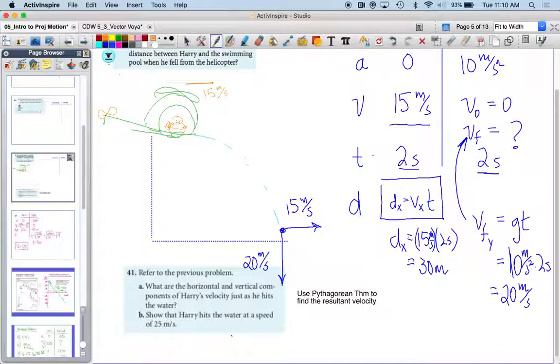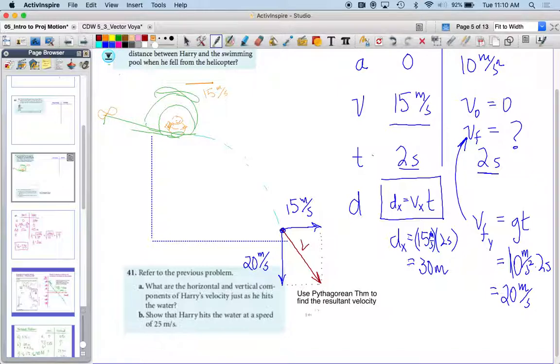Now I have to show that Harry hits the water at a speed of 25 meters per second. So what I'm really being asked to find is his resultant velocity. Remember, to find the resultant, I have to use the parallelogram method. How fast is he going, combining the horizontal and the vertical motion?